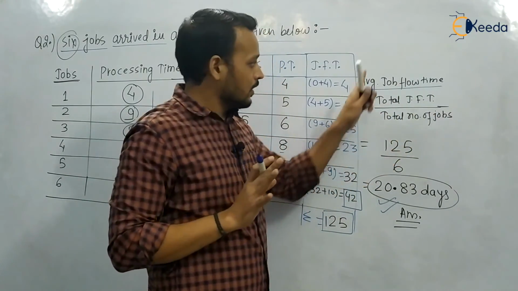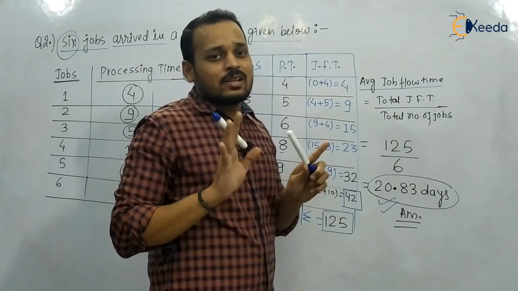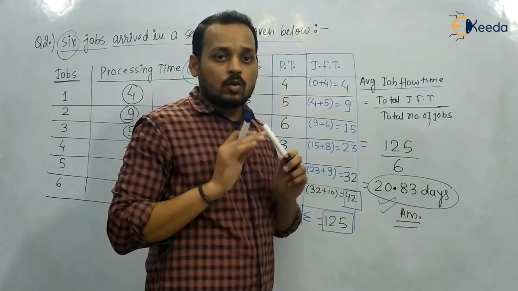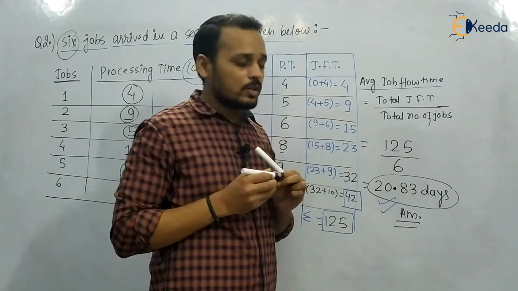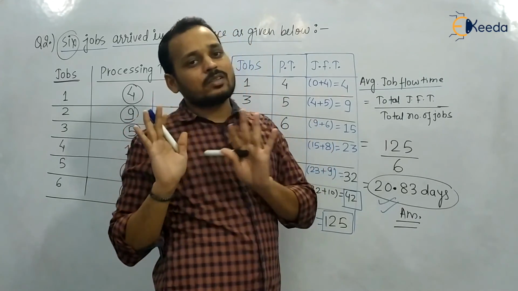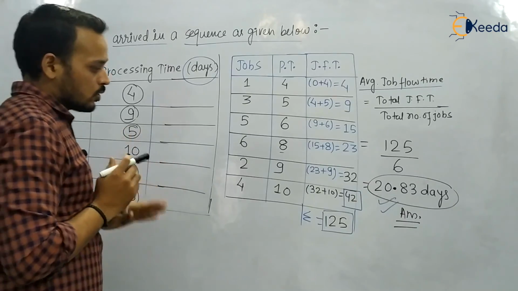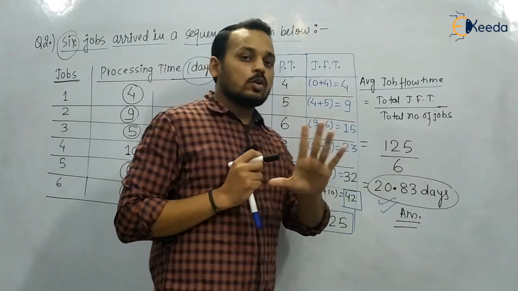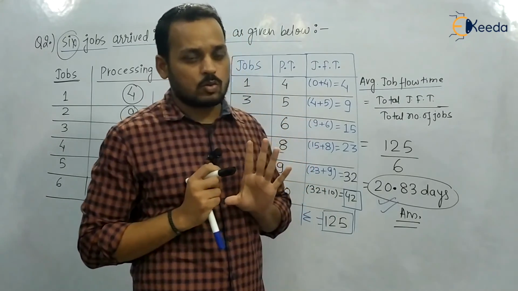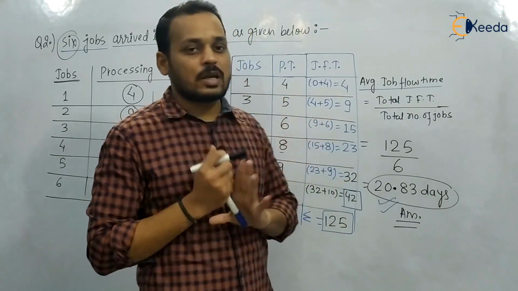They can also ask about lateness, tardiness, or how many jobs are delayed. Find the total lateness. Everything you can calculate just like the previous one. So it was a GATE 2 marks question. This is all about scheduling questions. We already solved 2 questions, so just go and practice these types of questions.